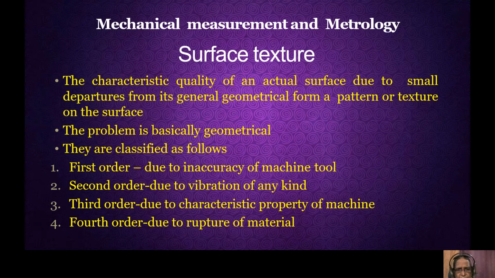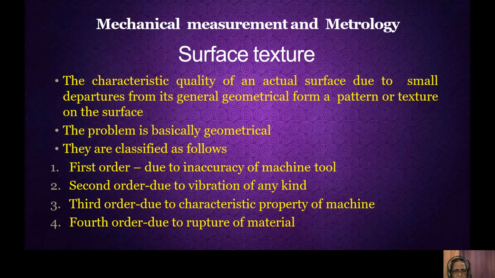First order, due to inaccuracy of the machine tool. How does a bad surface occur? It occurs because you are not using an accurate machine tool. Second is due to vibration of any kind. When the machine is running, if there is any vibration in the machine, your surface texture will be spoiled.